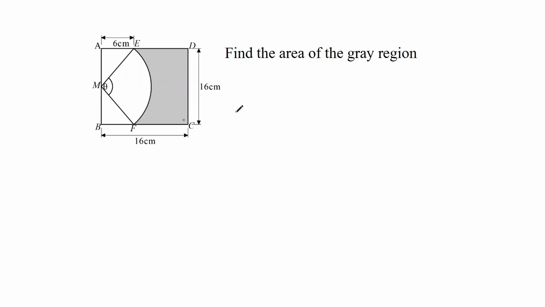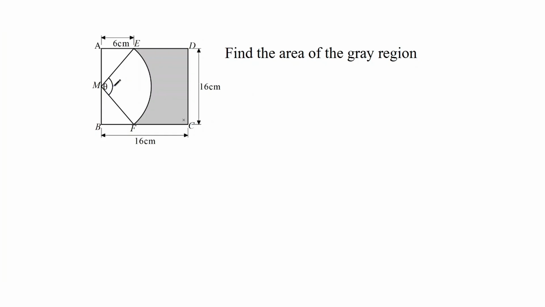Today on our board, we are looking at this question that says, find the area of the gray region. And we have the gray region here inside a square ABCD. So we cannot read this gray region directly, but of course, we need to analyze the geometry, and we do it like this. We need to get the area of the square ABCD, and we get the area of these two similar triangles and the minor sector here.